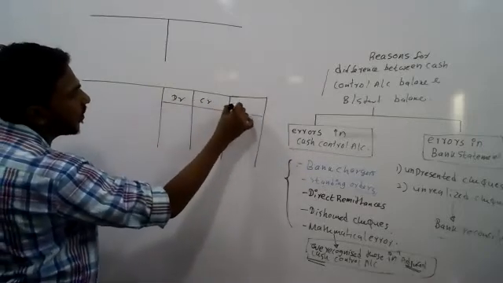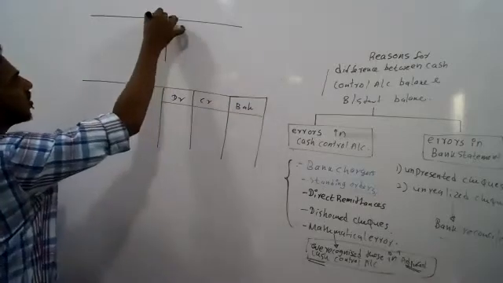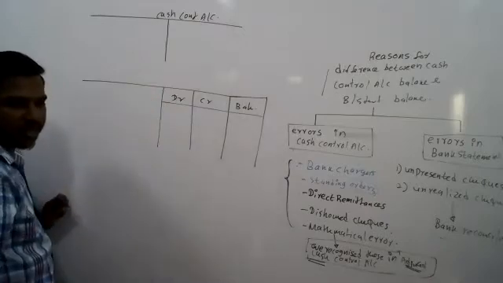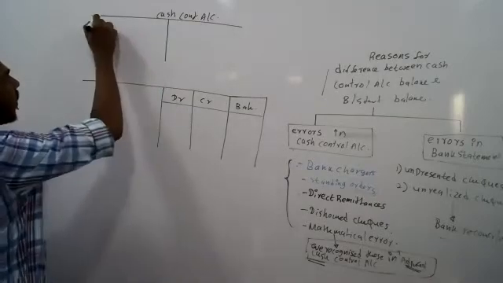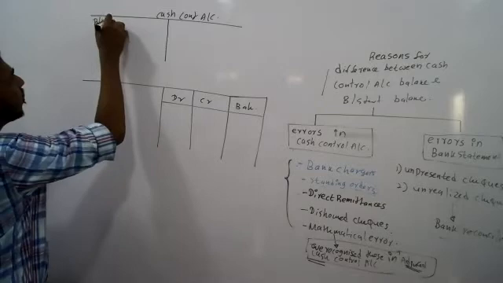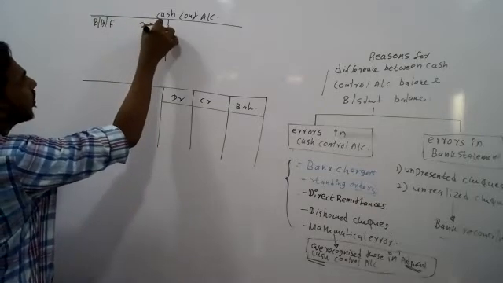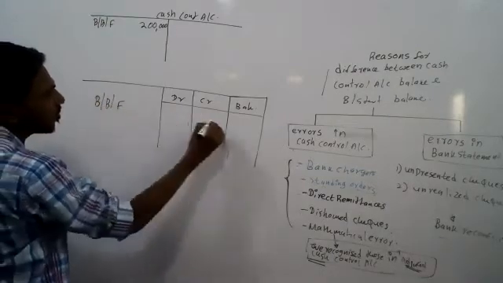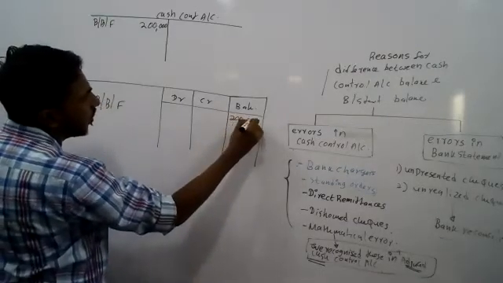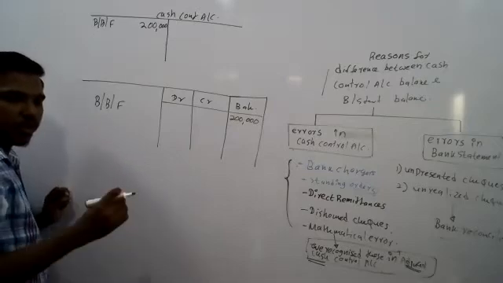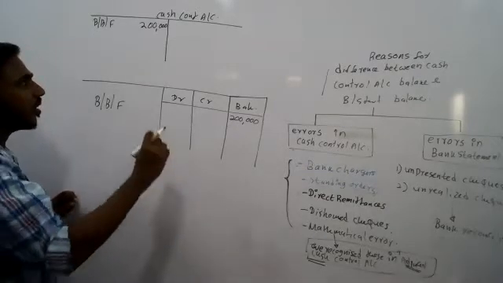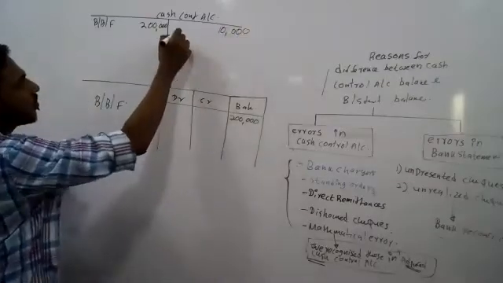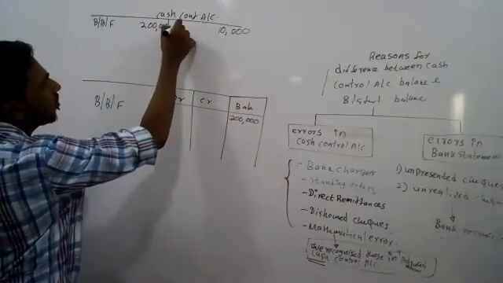Debit, credit, bank. This is the cash controller. Right? Here the BBF is 200,000. We'll say you are going to pay 10,000 rupees electricity bill by check. 10,000. You send it for electricity.